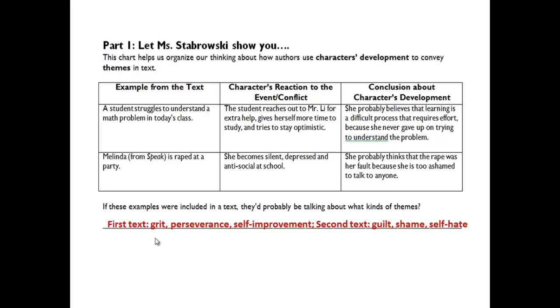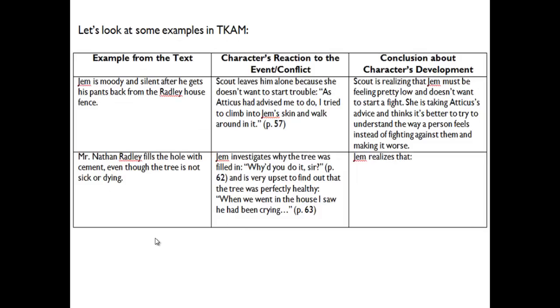So you can tell authors use every bit of a text, the event and the way the character reacts to it, to really get their themes hammered home, to really get us to understand what they want us to learn. So let's go on to the next section, where we're going to look at some examples in To Kill a Mockingbird. Same exact chart. We're going to start with the first row. Example from the text number 1. Jem is moody and silent after he gets his pants back from the Radley house fence.